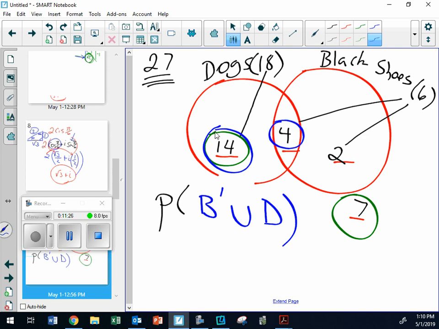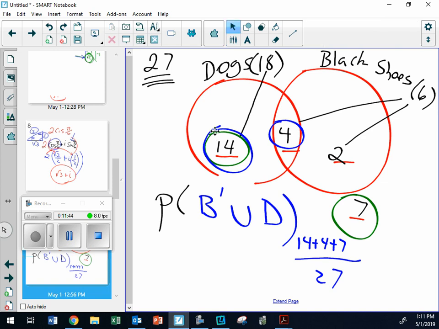Now, again, everybody's patterned into looking for where they overlapped. Nope, it's not the 14. It's the 14 and the 4 and the 7. 14 plus the 4 plus the 7, and it's all out of 27. And a lot of people get confused, like, you said it was not black shoes, so how come it's out of 27? Because I never said given anything. I never said given that they have black shoes. That would change it.